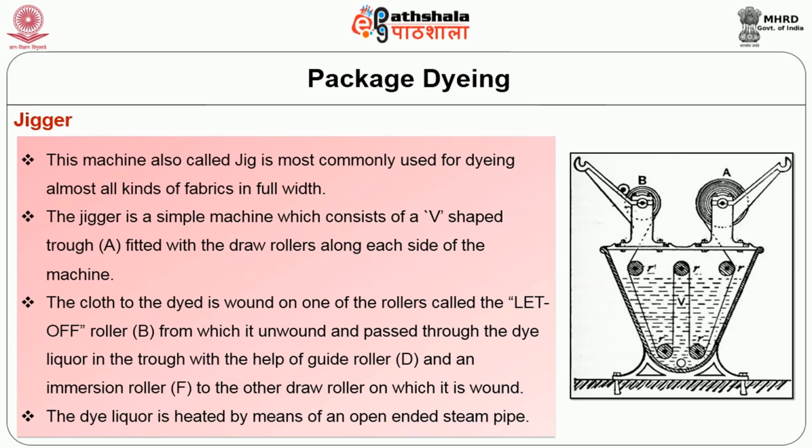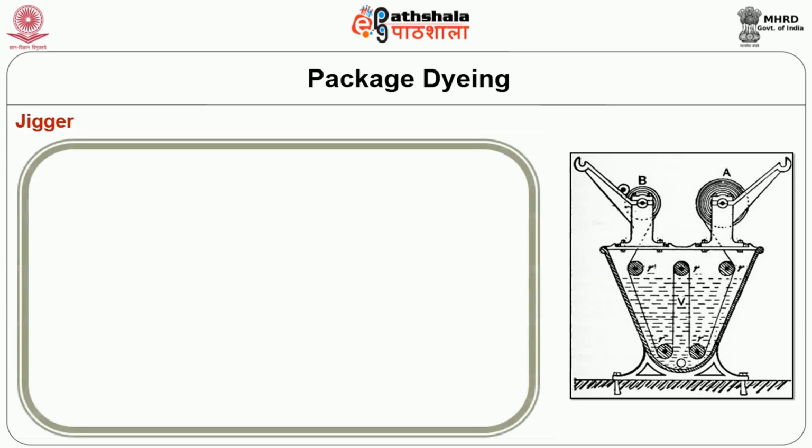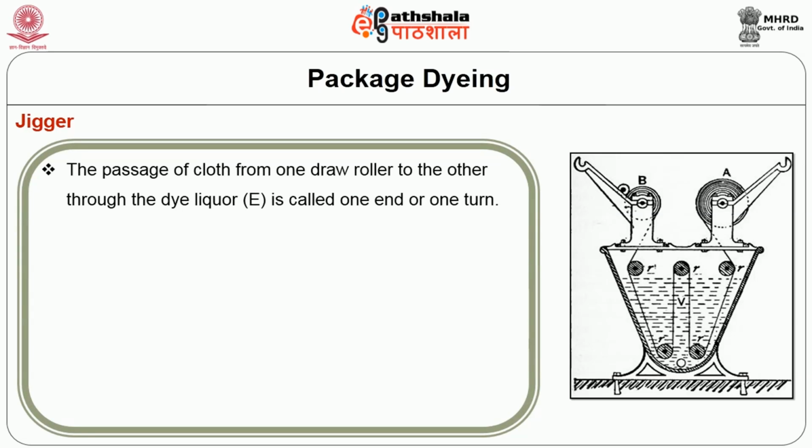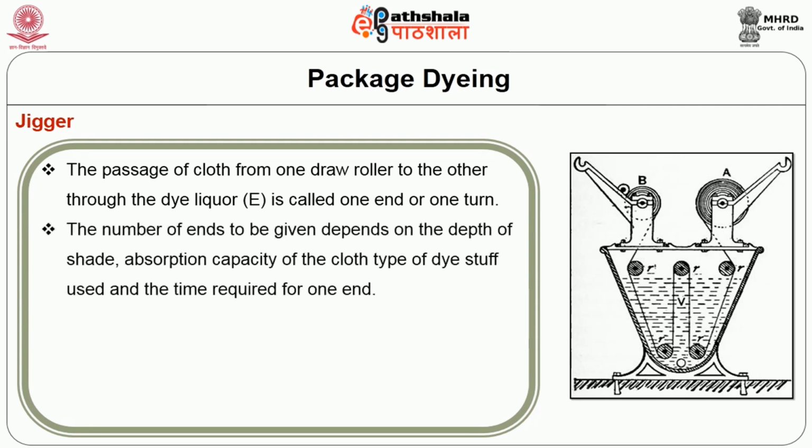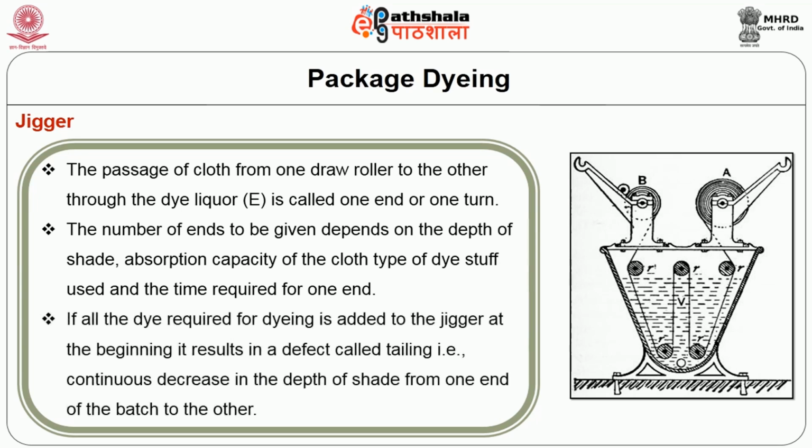The passage of cloth from one draw roller to the other through the dye liquor E is called one end or one turn. The number of ends to be given depends on the depth of shade, absorption capacity of the cloth, type of dye stuff used and the time required for one end. If all the dye required for dyeing is added to the jigger at the beginning, it results in a defect called tailing, that is, continuous decrease in the depth of shade from one end of the batch to the other.